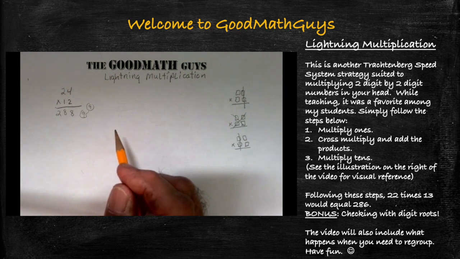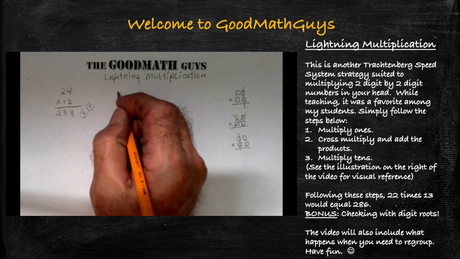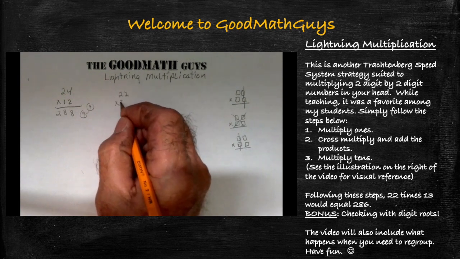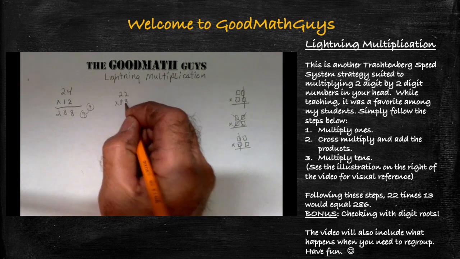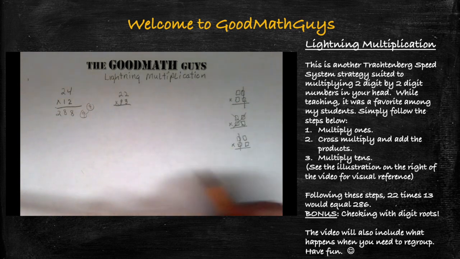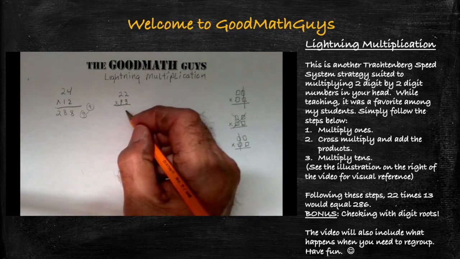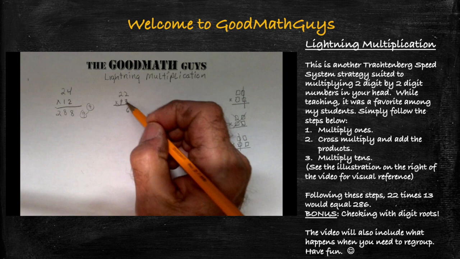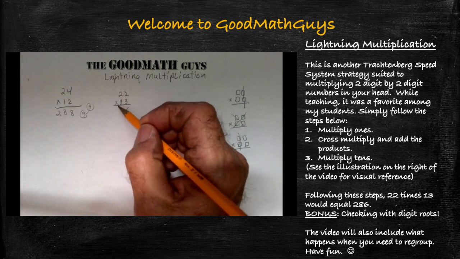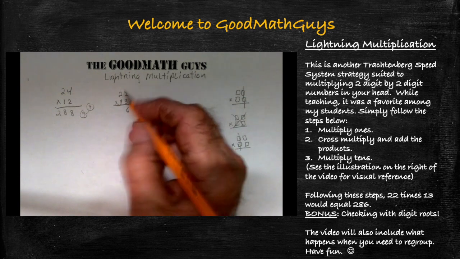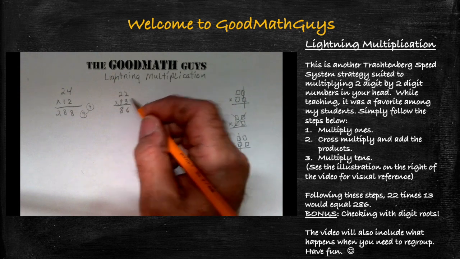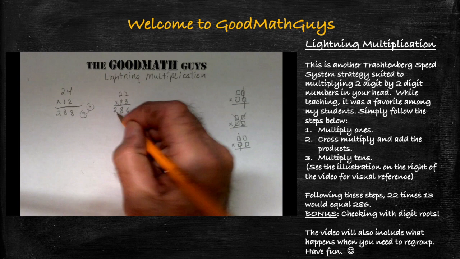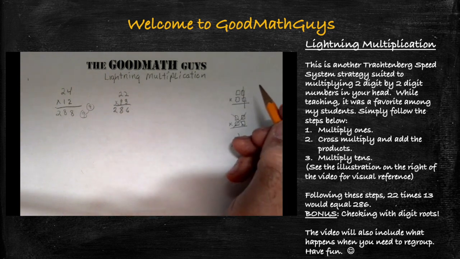How about 22 times 13? Okay, multiply ones. 2 times 3 is 6. Cross multiply and add the products. 2 times 3 is 6. 1 times 2 is 2. 6 plus 2 is 8. Last step, multiply tens. 1 times 2 is 2. So we think our correct product here is 286.